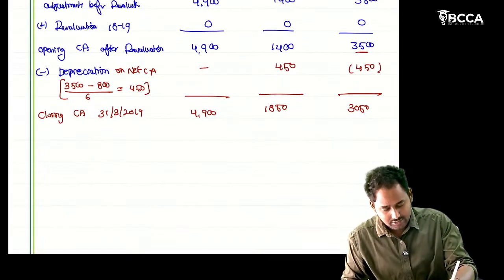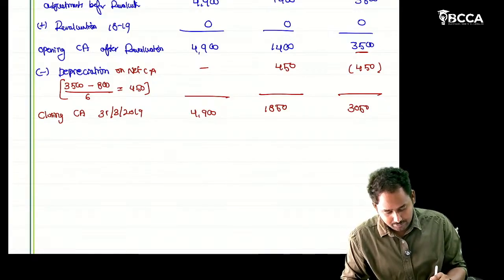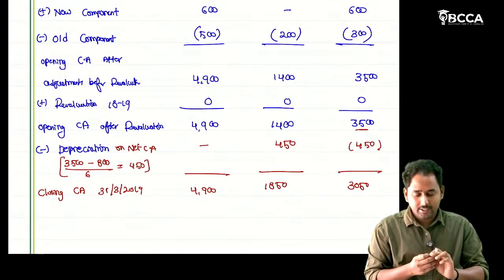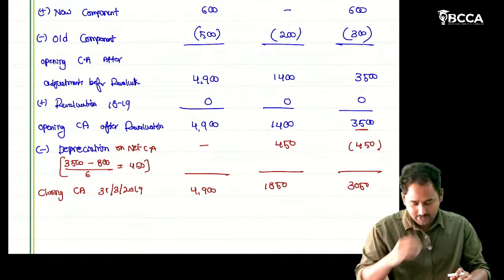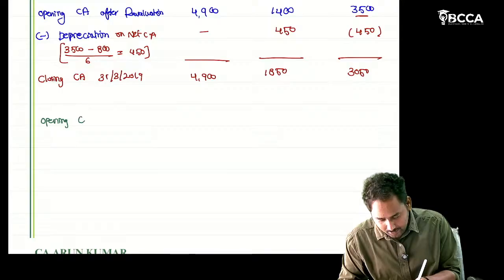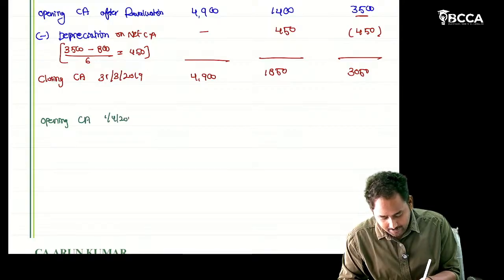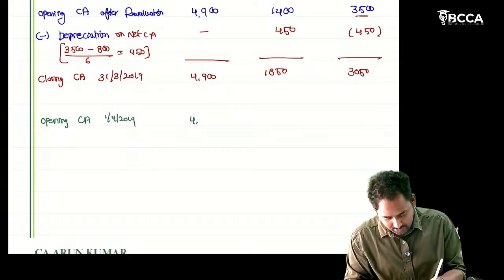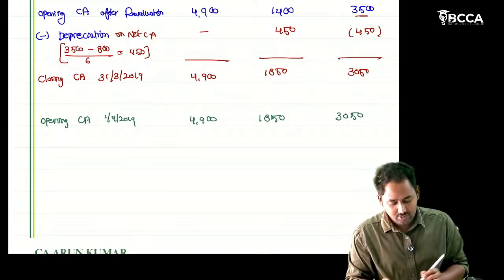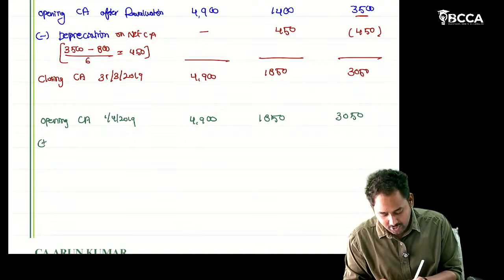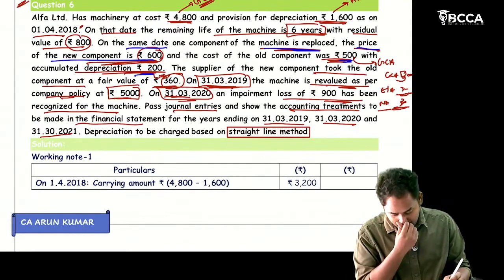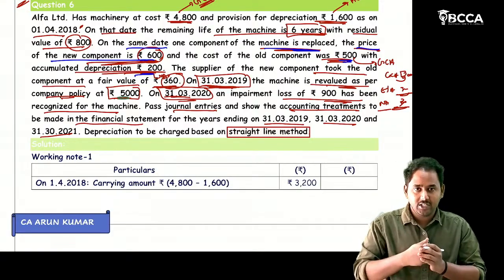Let's start from the opening carrying amount. Until this, it's an easy concept. There are no complications. Coming to the opening carrying amount for 19-20: 4,900, 1,850, then 3,050 is the net carrying amount. For this, what is the adjustment I need to do? Revaluation gain. The revalued amount is 5,000, so the asset should be increased to 5,000 rupees.